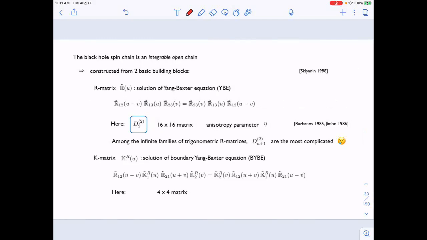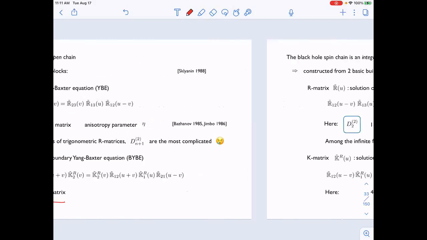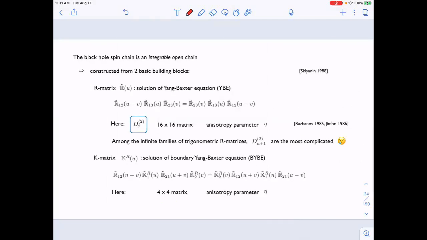Coming back to the K matrix, since we have at each site a 4-dimensional vector space, the K matrix here is 4 by 4. And again, it'll depend on the same anisotropy parameter. I'm not going to write down explicit formulas for either R or K, but you can look at the papers and you'll find them. Well, I should also say that this K matrix also depends on some discrete parameter, epsilon. It can have either value 0 or 1, and we're going to focus on the case epsilon is 1. So this one corresponds to this black hole spin chain.